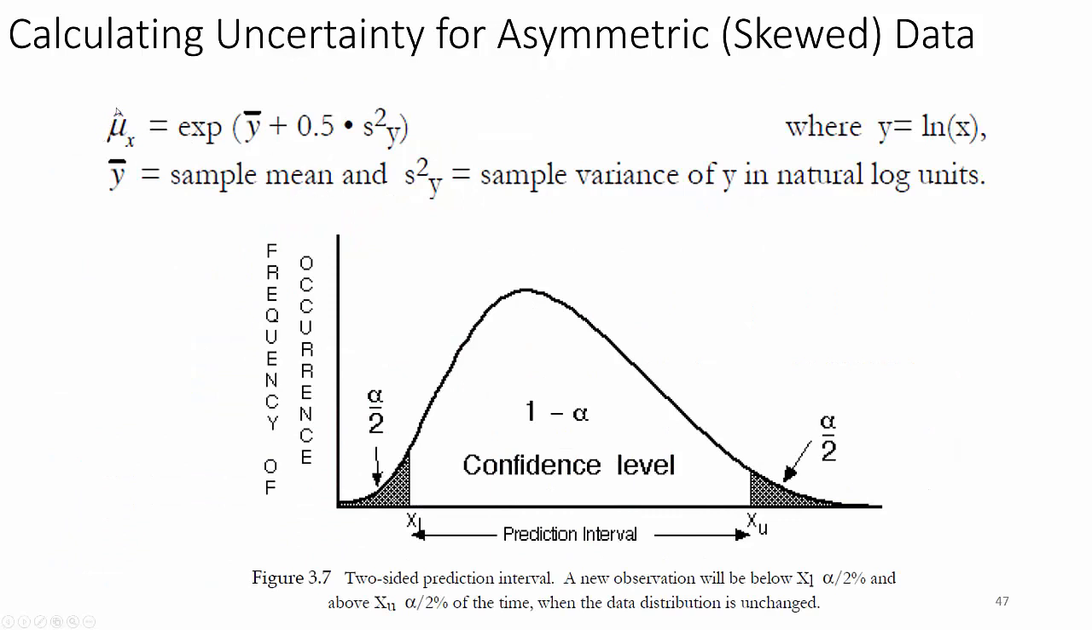So mu hat x equals the exponential of y bar, the average of y, plus 0.5 times the variance of y, where y equals the natural log of x. So y bar, the mean of y, equals the sample mean, and s squared y equals the sample variance in natural log units.